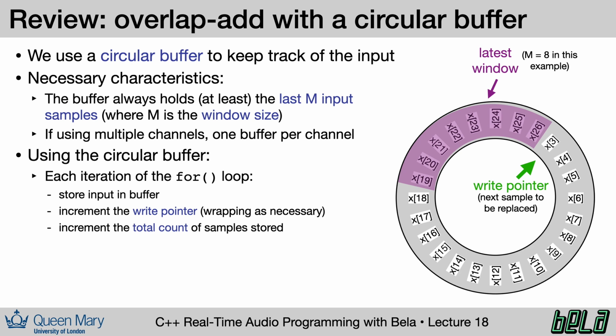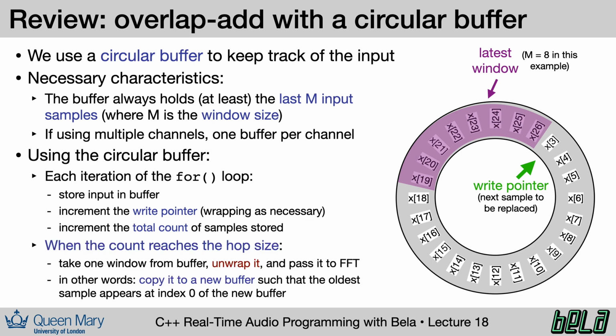The circular buffer, you'll recall, is just an array of memory with a right pointer that tells us where the most recent sample can be found. Every time a new sample comes in, we overwrite the oldest sample and advance the right pointer, wrapping it around as necessary. Alongside storing our samples in the circular buffer, we were also keeping a counter of how many samples had elapsed since the last hop. Once the count reaches the hop size, then we extract the most recent window, which can always be found just prior to the right pointer.